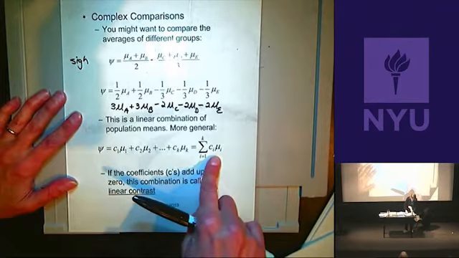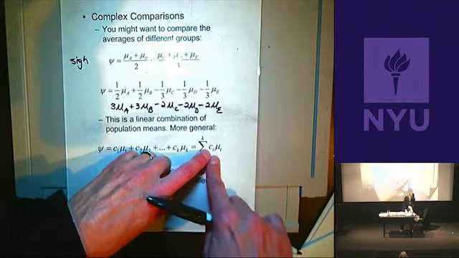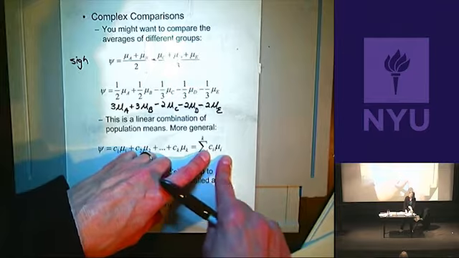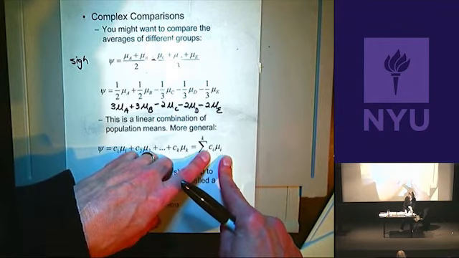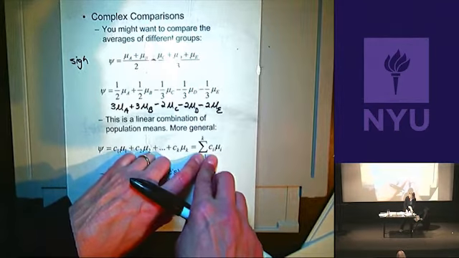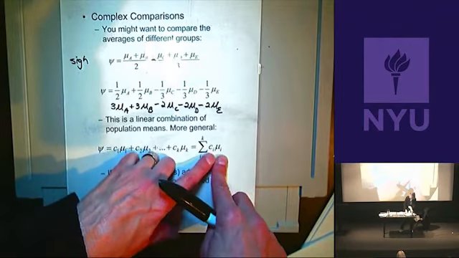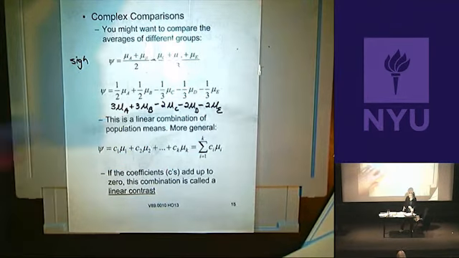Now, this is the more general formula. I could write this out for everything, but this is the more general formula. My psi is equal to each coefficient times the group mean that you're talking about, added up. Each coefficient, C sub i, the coefficient for each group, times the mean of whatever group you're talking about. So in this case, it would be 3 times the mean of A, but you have to do that for each group and add it up. Everybody still with me? Questions? Okay, so this is a linear contrast.